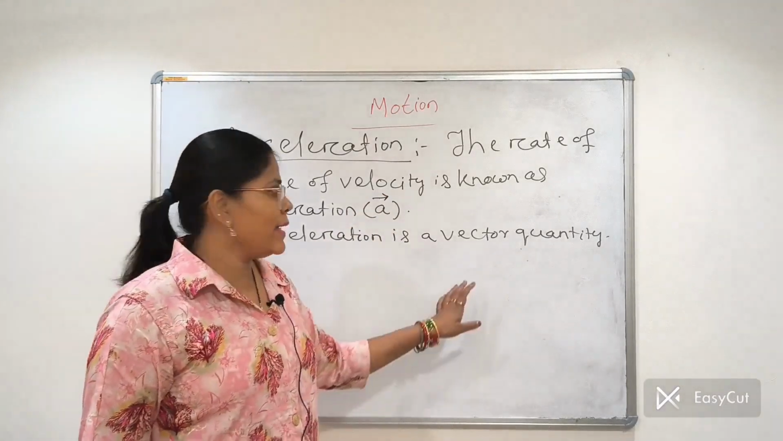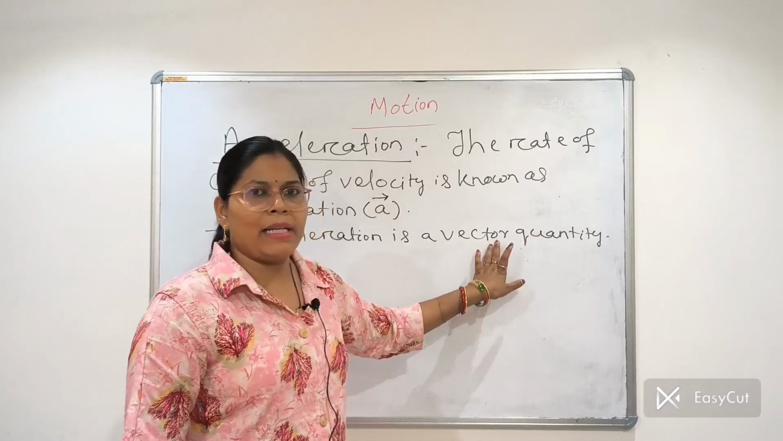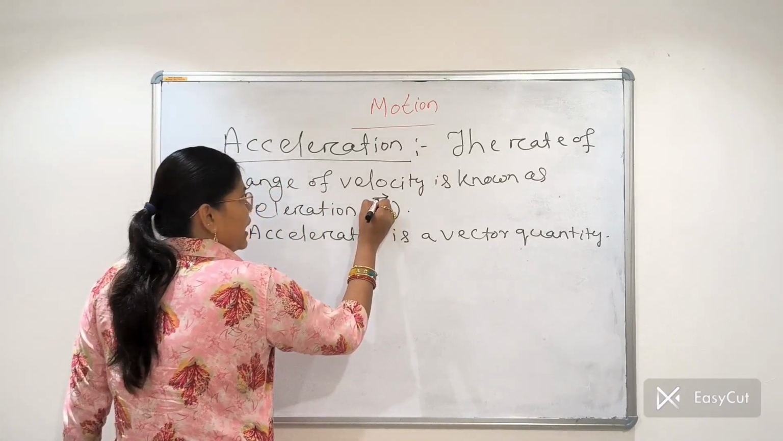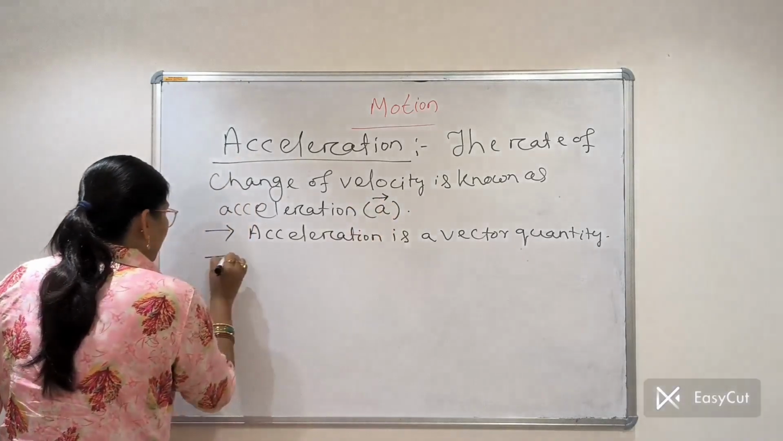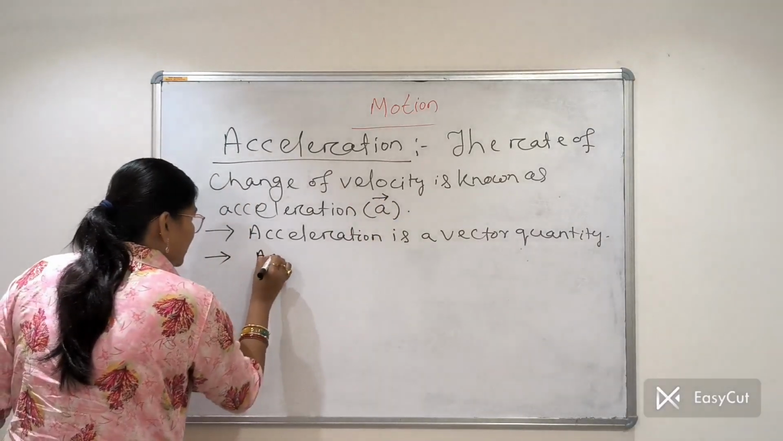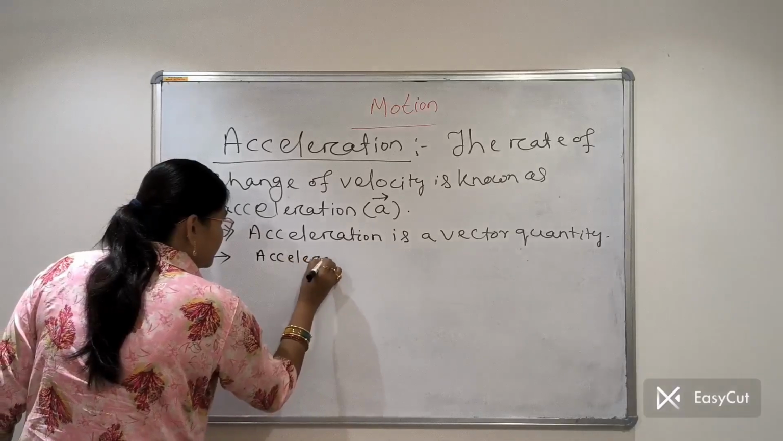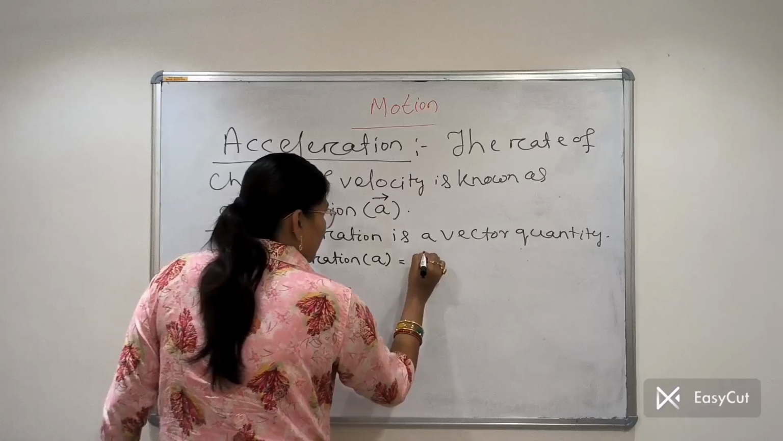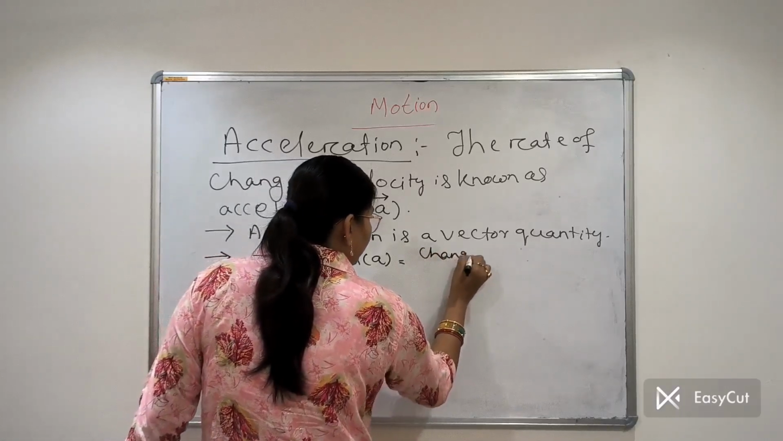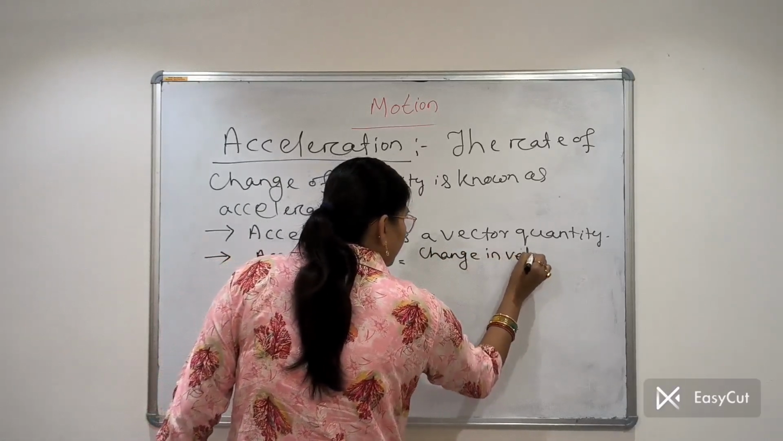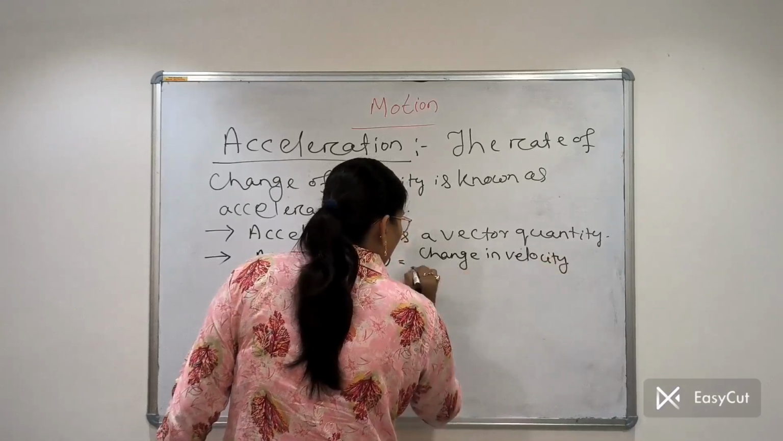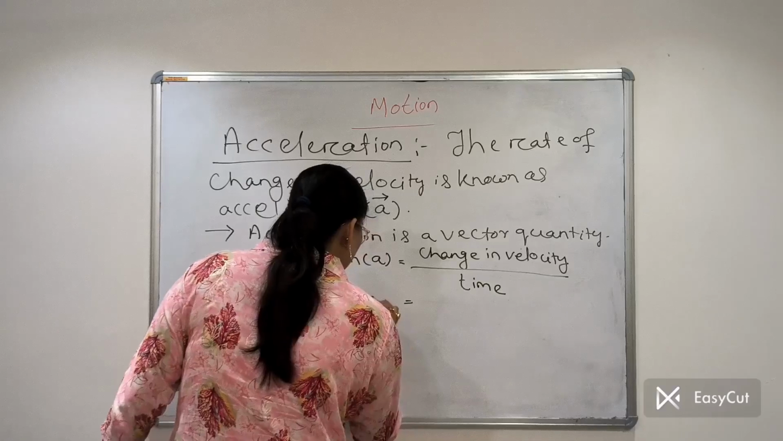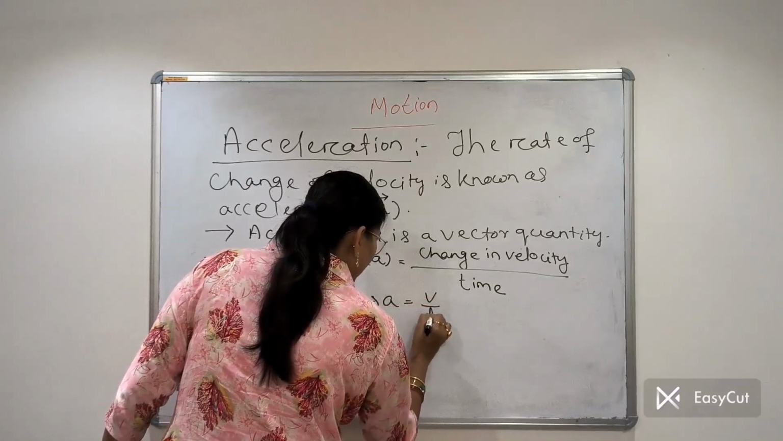We know what a vector quantity is. A vector quantity has magnitude as well as direction. That's why we are putting an arrow upon the a. So what is the formula of acceleration? The acceleration a is equal to change in velocity by time. This implies a is equal to v by t.